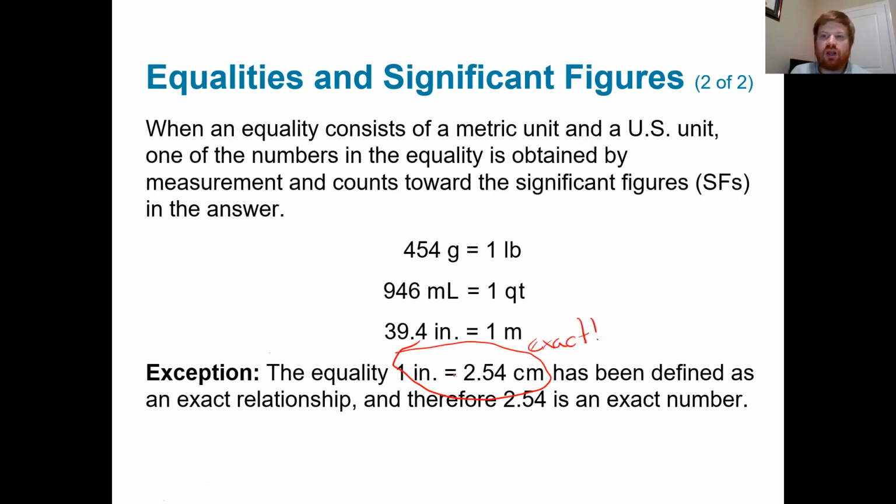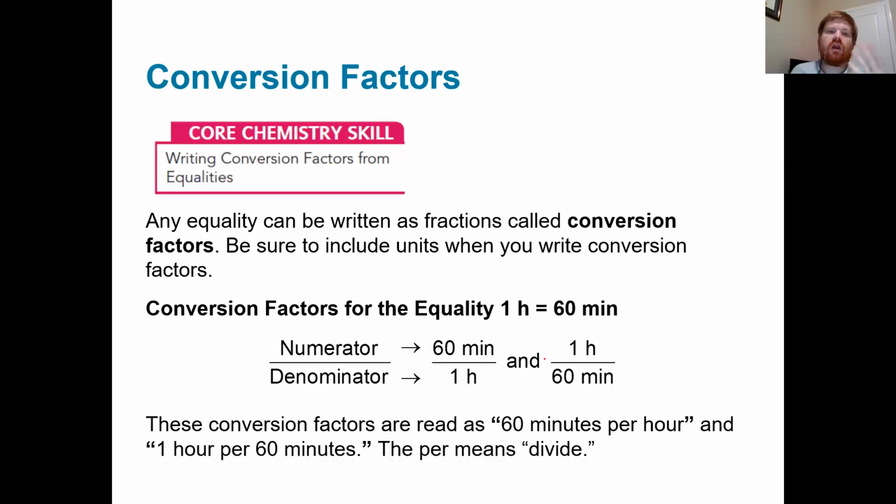In other words, it's not a measurement. We have designed the inch to be 2.54 centimeters. So by definition, when you're converting from centimeters to inches or inches to centimeters, you use that conversion. That's not going to affect the significant figures in your calculation. Okay, now let's actually show you an example of what that means, because otherwise, it doesn't really make any sense here.